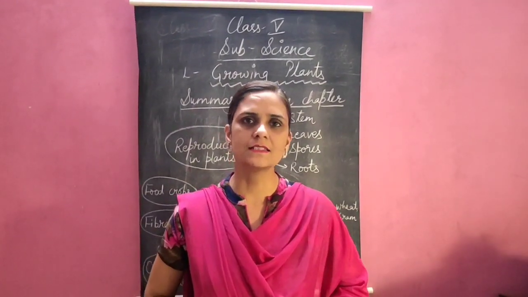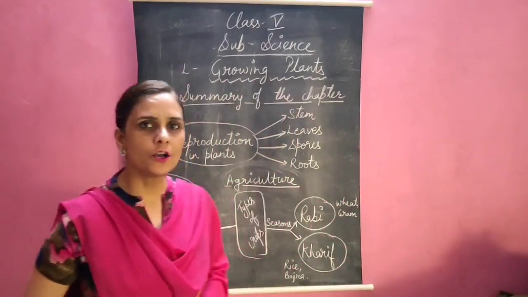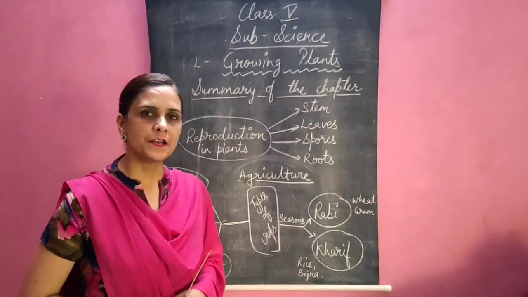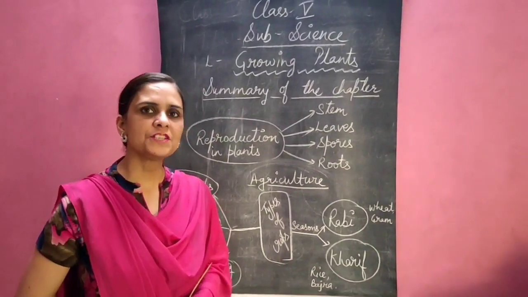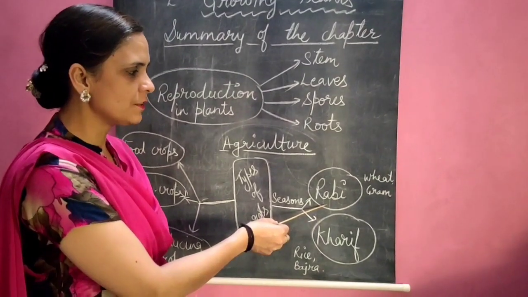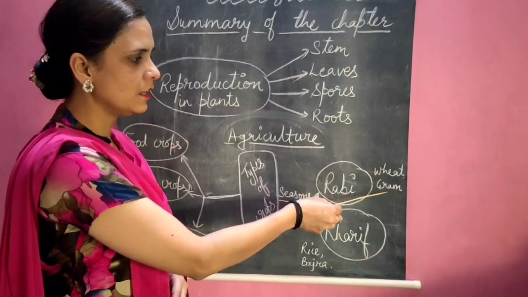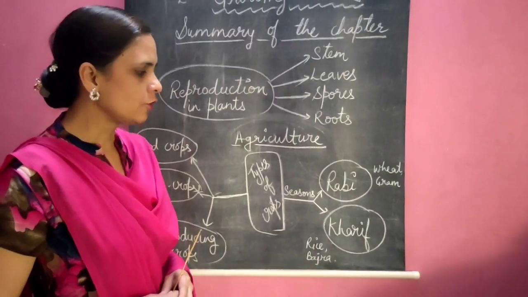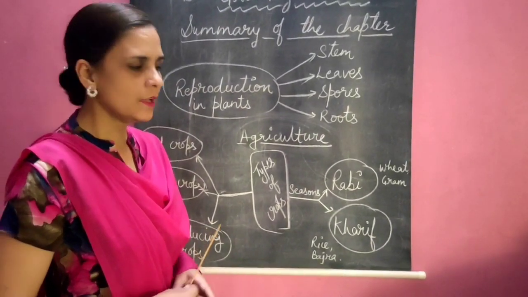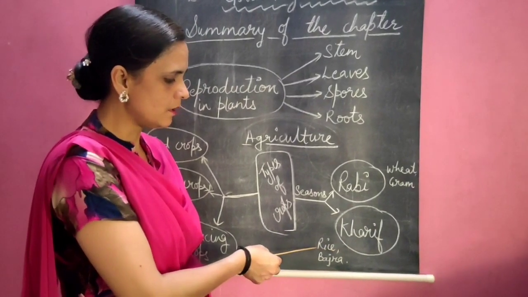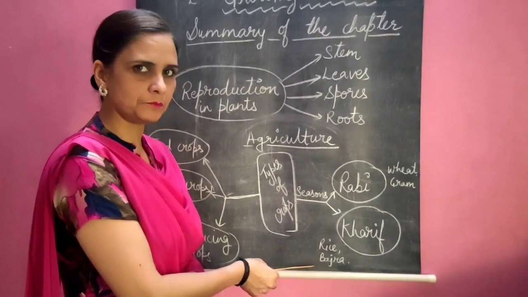Now let us discuss the types of crops on the basis of the seasons. Children, remember that the crops which are grown in winter are termed as rabi crops, for example wheat and gram. And when the crops are grown in summer, they are termed as kharif crops, for example rice and bajra.